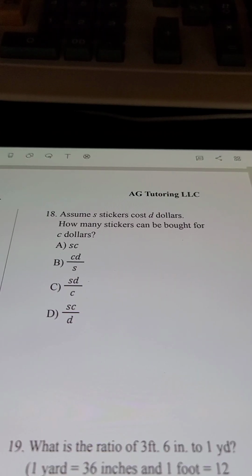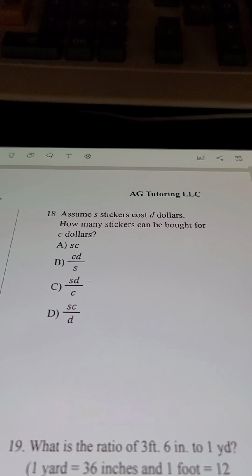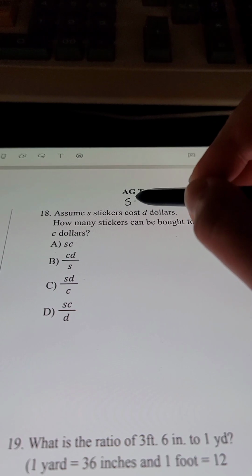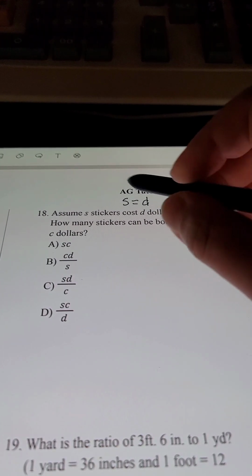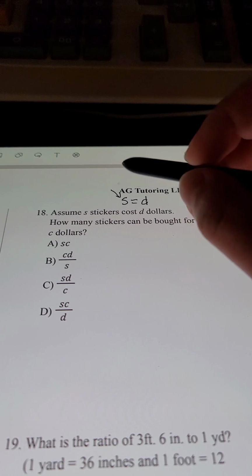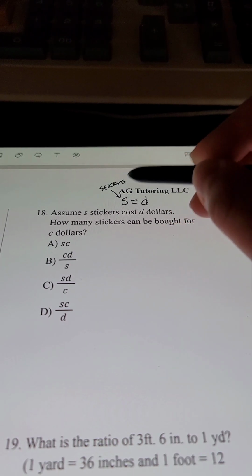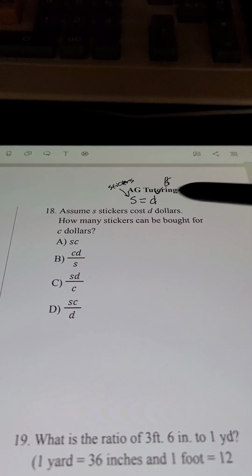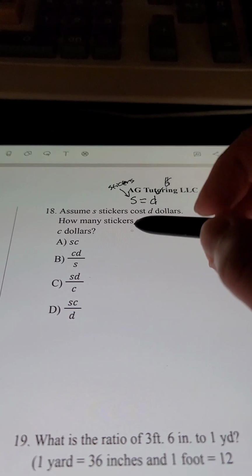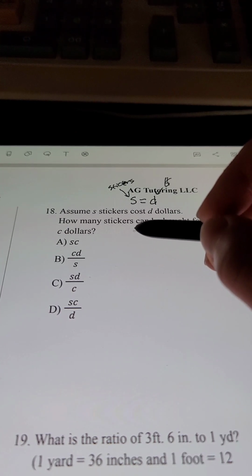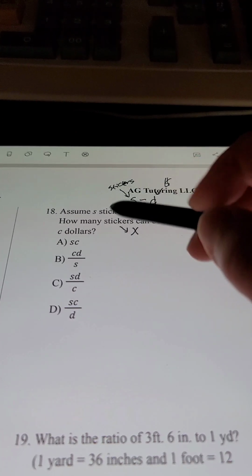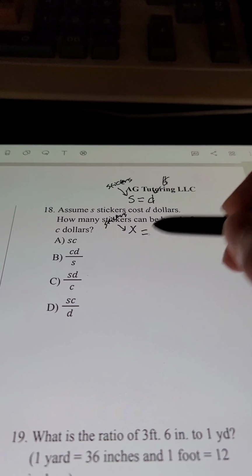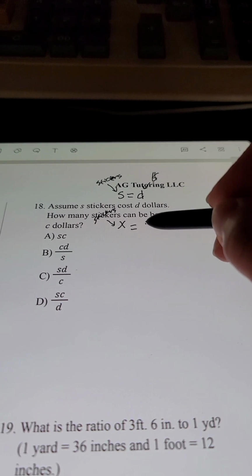Okay, pause to read number 18 if you haven't already. So we're going to say S stickers is related to D dollars, right? So that's going to be our stickers. Oops. And this is in dollars. And we want to know how many stickers can be bought for C dollars. So our other relationship is going to be the X amount of stickers that we want to buy. So same units, stickers. And that's going to be related to C dollars.